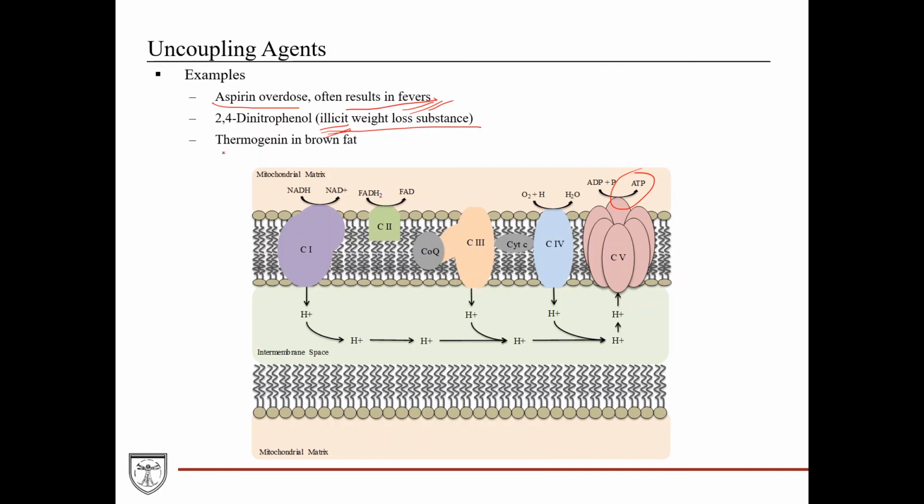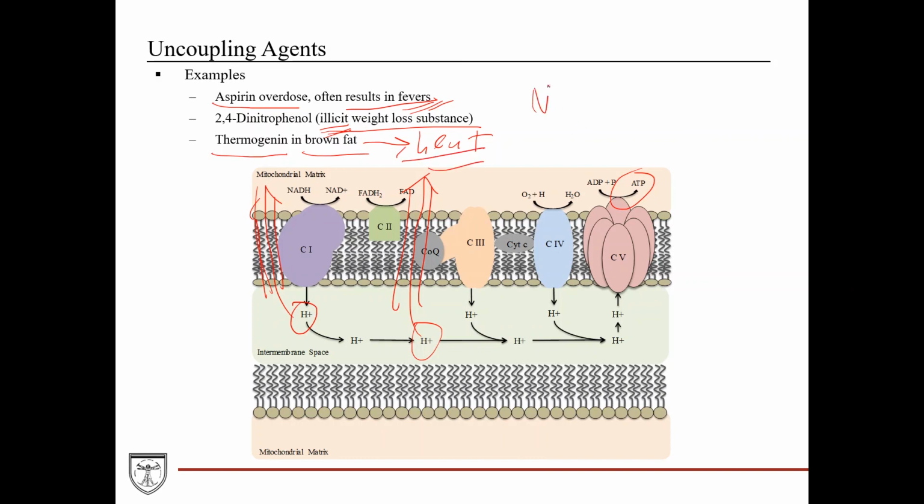hence why it's thought of as an illicit weight loss substance. And then you have thermogenin, which is actually a naturally occurring substance in brown fat. And brown fat is typically found in infants. And brown fat functions to generate heat. And so again, thermogenin is going to act by essentially, quote unquote, poking holes in the membrane. It's going to allow these protons to then diffuse back down. And by doing that, the electrochemical gradient will dissipate as heat.